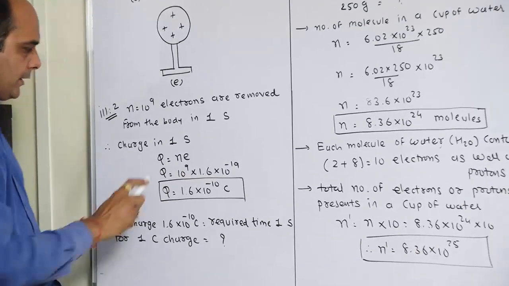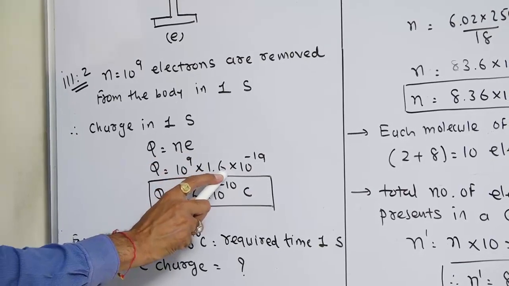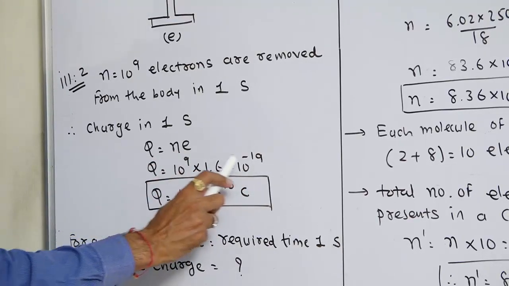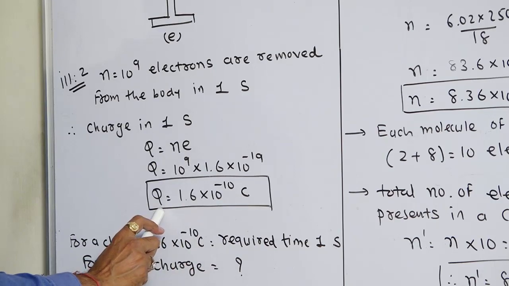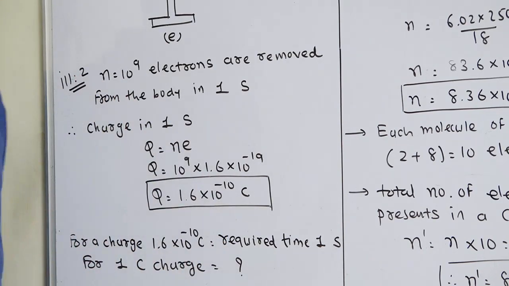The charge produced in 1 second is Q equal to N E, where N is equal to 10 to 9 and E is equal to 1.6 into 10 to minus 19. Adding the powers, 9 minus 19, 10 to minus 10 remains. Therefore, the charge produced in 1 second is 1.6 into 10 to minus 10 coulomb.